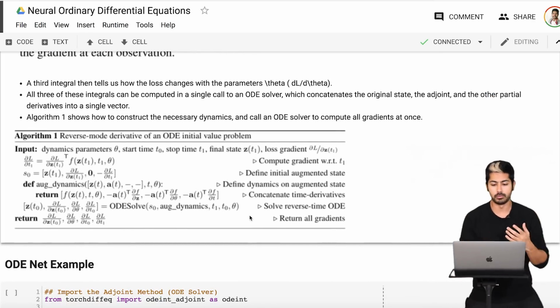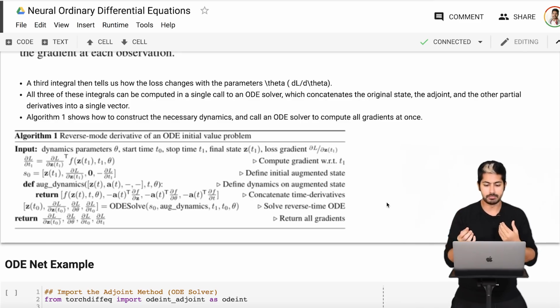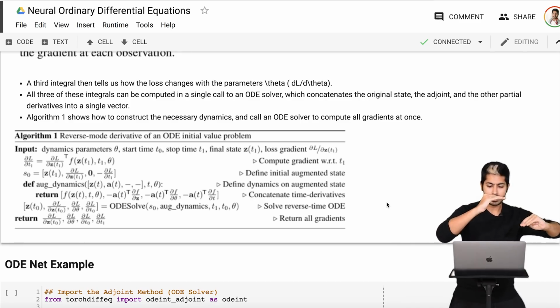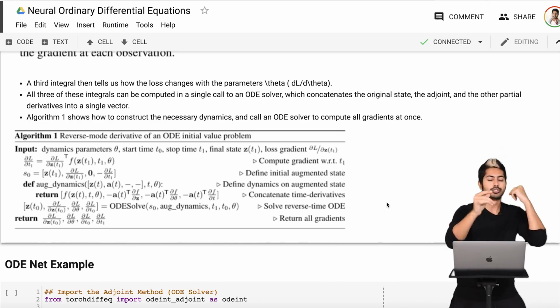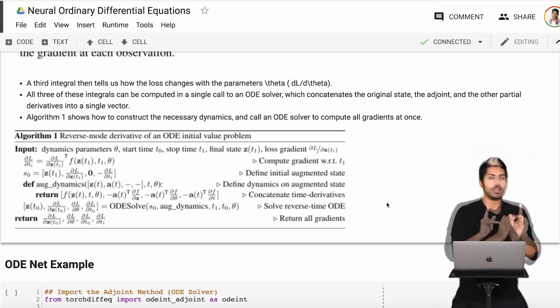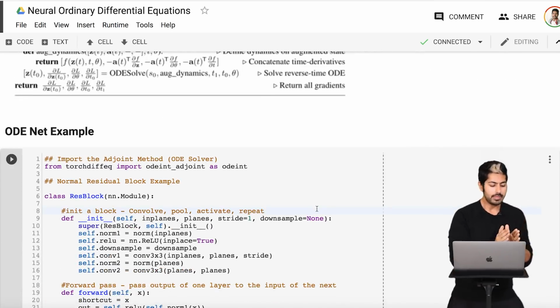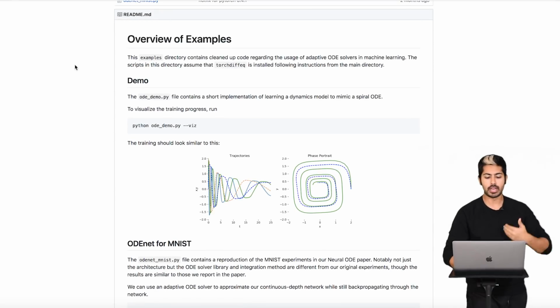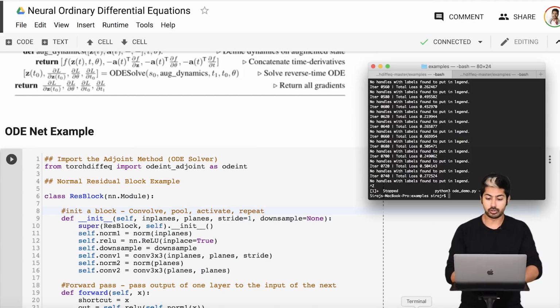So here is what the algorithm looks like. We compute a gradient with respect to the time, or t, whatever t is going to be. We define an initial augmented state, then we define the dynamics of that augmented state, concatenate the time derivatives together, solve the reverse time ODE, and then return the gradients and then update our weights. Okay, so that's quite a lot. But let's look at some code. This ODE solver was applied to the forward propagation of the network. So they have code that's applied to time series data, they have code that's applied to MNIST, they have several code examples. And I've downloaded the code and we can run it right here.